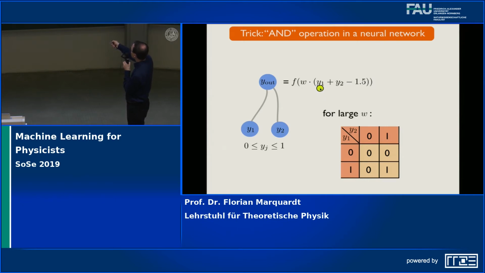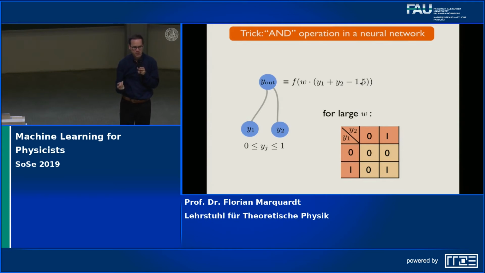You would arrange the weights and biases such that essentially the output is f, our step function, of some weight w that only determines the steepness of the step function, times y1 plus y2 minus 1.5. So that looks a little bit funny, but if you think about it, only if both y1 and y2 are equal to 1, then their sum will be larger than 1.5. So even if you subtract 1.5, you still end up with something that is positive. And then the step function essentially gives 1. In all the other cases, you get something that is negative in the argument of the step function, and you get 0. And so you reproduce exactly the truth table that we wanted.